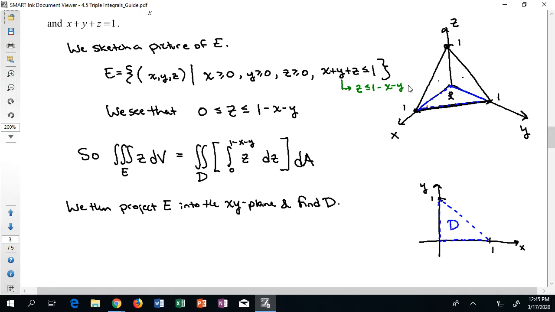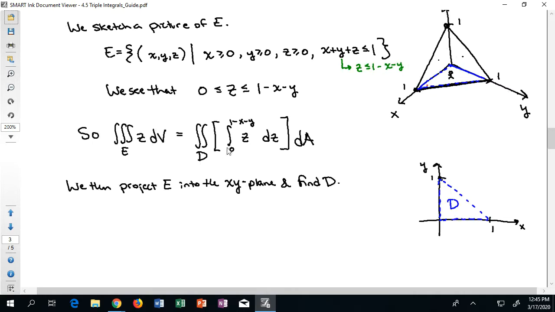So this is my D. And what I'd like to do is to figure out how to describe D. I've essentially reduced my triple integral down to a double integral. So if I can imagine this thing as something with a top, bottom, or left, right, I'm golden. And it should be pretty easy to find the equation of the line that acts as this slant.